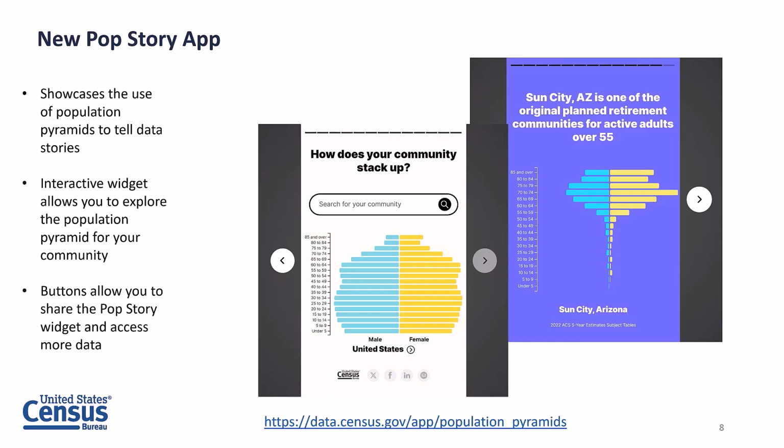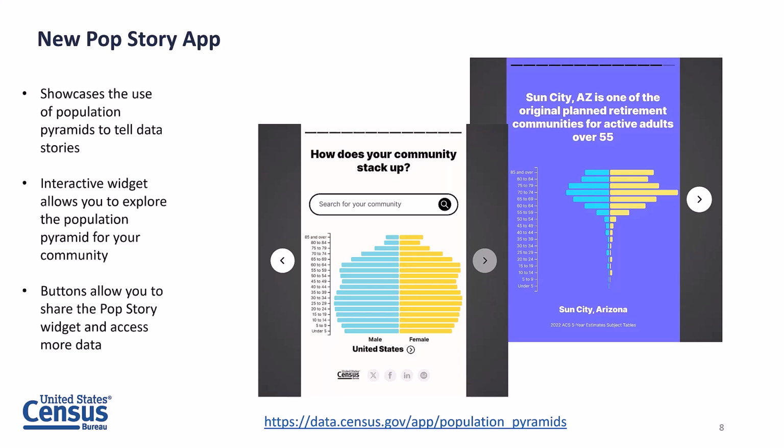Pyramids, you do need to visit that direct URL in order to access the PopStory app. It allows you to learn about population pyramids, how to read them, examples for different types of communities, and how you can gain insight at a glance by looking at those population pyramids in order to get meaningful information. And at the end is the most exciting part, an interactive widget that allows you to explore the population pyramid for your community. This includes your state, county, city, town, and some other selectable areas that you can search.